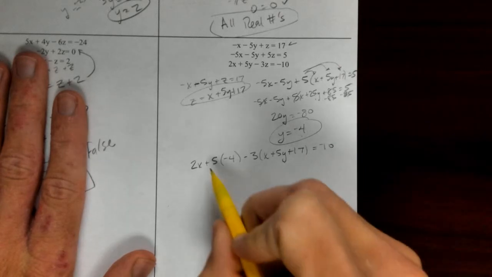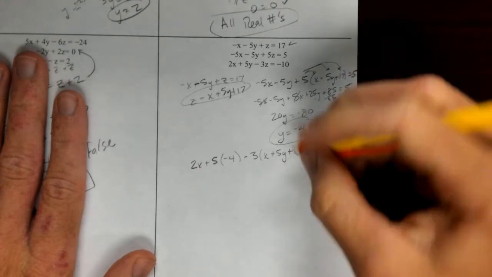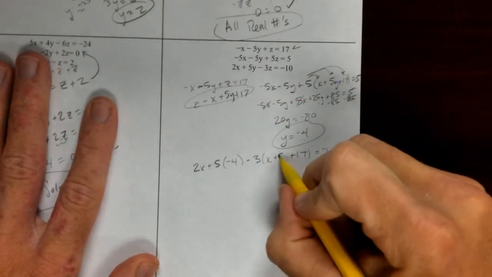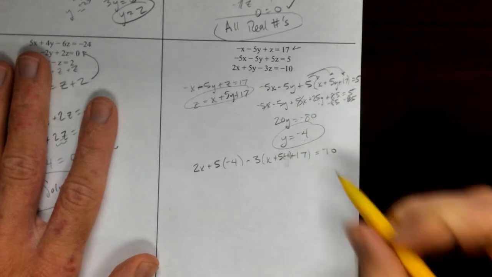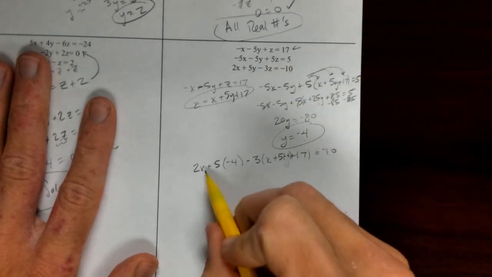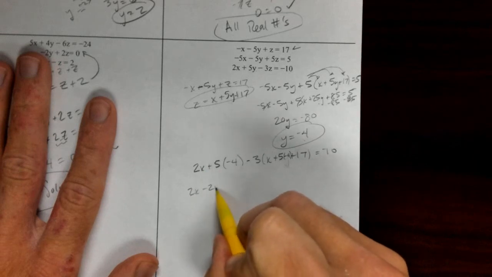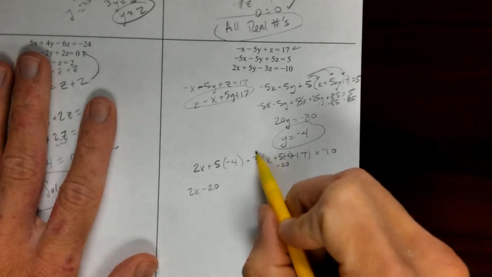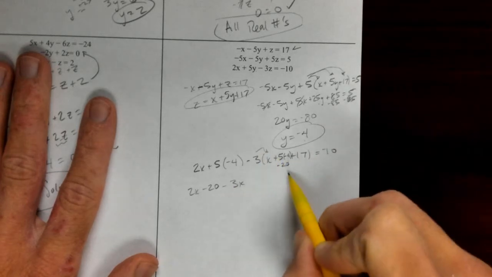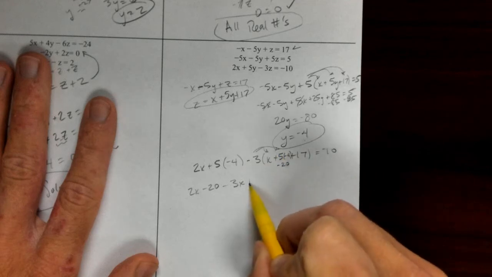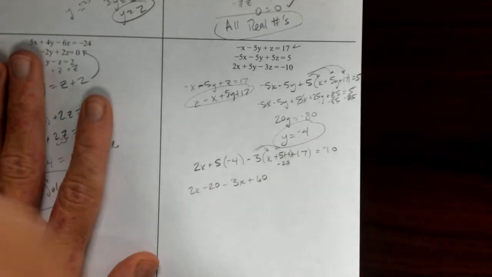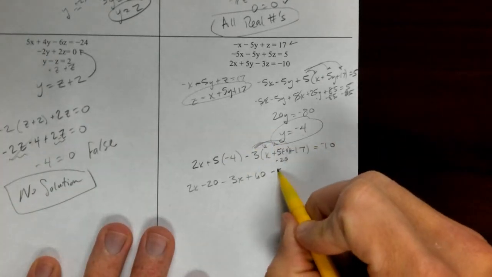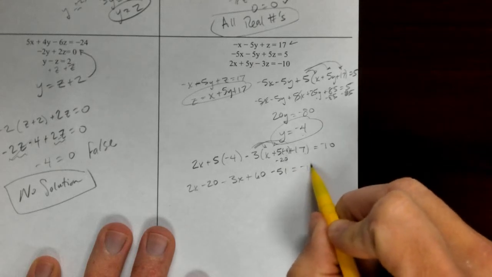Now let's solve. 5 times y, but I know what y is. Coach Sapp, come on now. 5 times negative 4. All right, so 2x minus 20. 5 times a negative 4 is a negative 20. So I've got distribute here, negative 3x. Distribute here, we get a positive 60. And distribute here, we get a negative 51, 3 times 17. That's equal to negative 10.